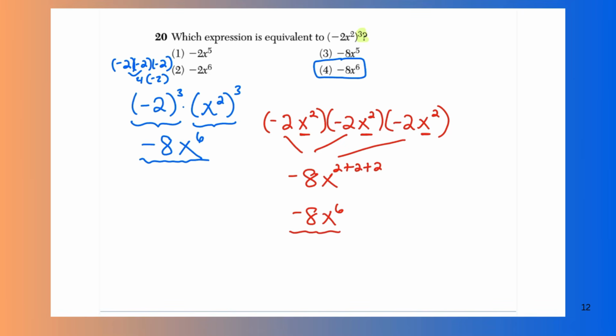And lastly, if you really can't remember any of these exponent rules, once we wrote it out like this, you can expand it even further and write each of those x squareds as x times x. That's what x squared means, right? And that might help you see, okay, when I write it out, what do I end up with? 6 x's being multiplied, so that is x to the 6th power. So either way you look at it, you will get negative 8x to the 6th power for the answer here.